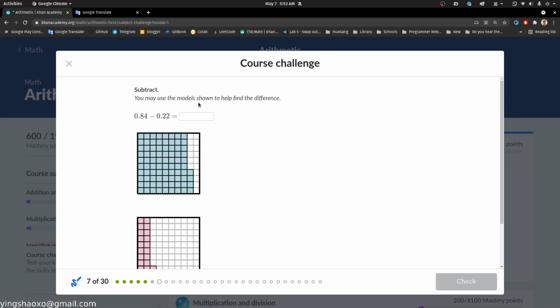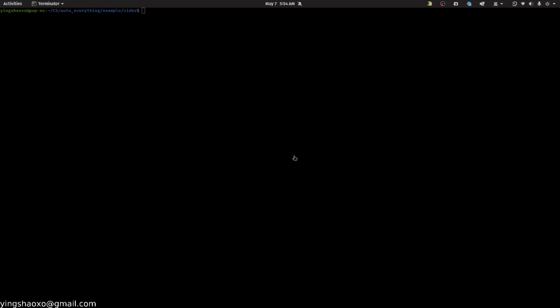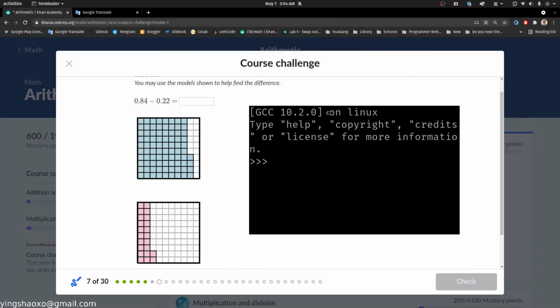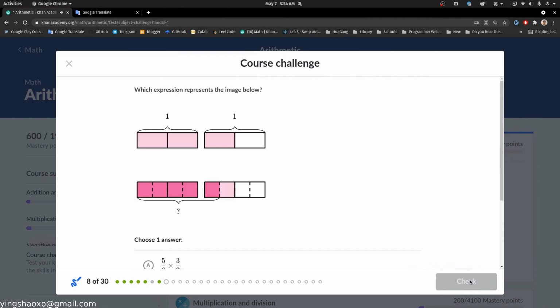Subtraction. You may use the models shown to help find the difference. 0.84 minus 0.22. I was thinking maybe we could use Python to solve this kind of problem. So 0.84 minus 0.22 equals 0.62. Okay, let's go to the next.